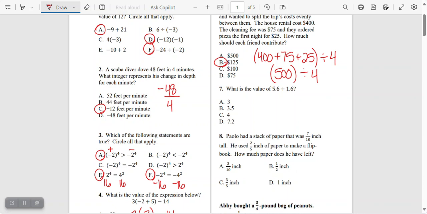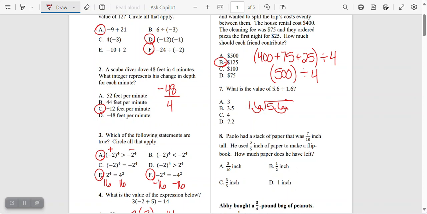Number 7, we are dividing decimals. What is the value of 5.6 divided by 1.6? So remember, with division, we're trying to figure out how many times 1.6 goes into 5.6. We can't have a decimal on the outside, so we're going to move that one over to the right. We're going to do the same thing on the inside.